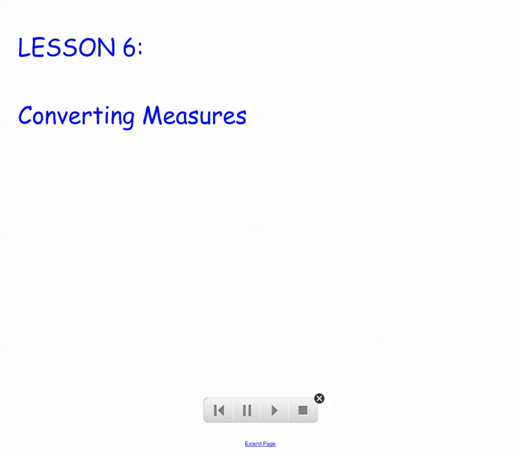Lesson 6 of Math 8, we're going to start converting measures today. I was digging through your planners today and I noticed that there is no conversion chart in there. So we're going to make one right here, and you'll want to keep this near and dear to your heart. So let's start off with some equivalent measures for you.